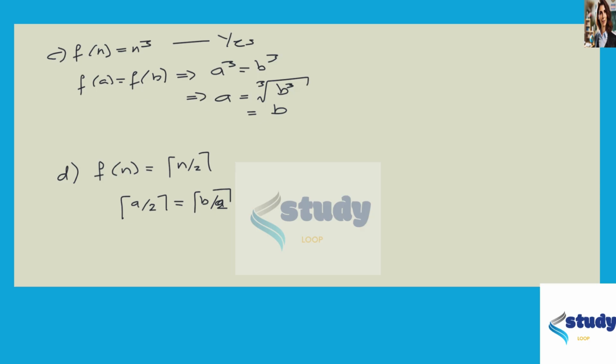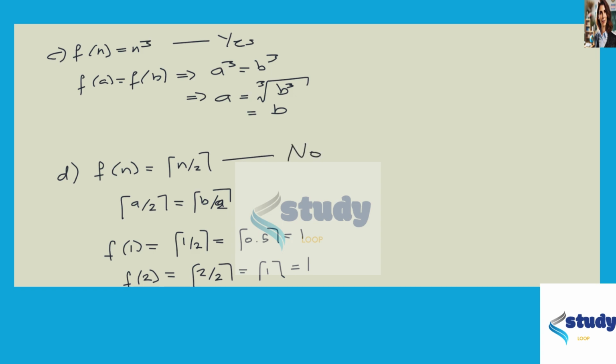So for example, let's see what happens at f of 1. This is the ceiling of 1 over 2, which is just the ceiling of 0.5. So that's just 1. Now what can also make 1? f of 2. Because this is 2 over 2, which is the ceiling of 1, which is 1. So we just created an example where this does not work. So therefore, this is not a one-to-one function.